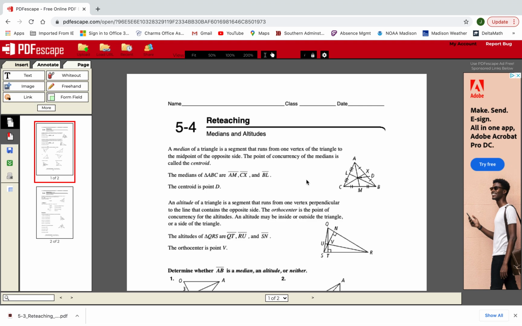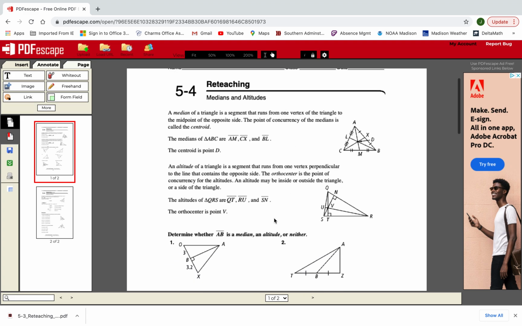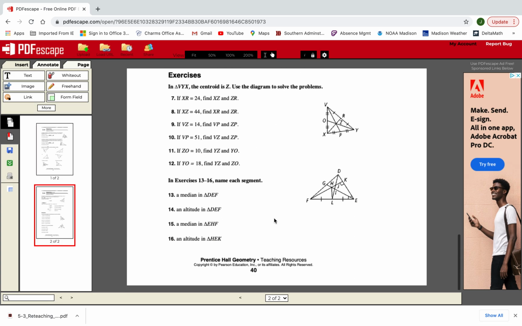Right, so we're going to talk now about section 5-4, medians and altitudes. And this does bring us to our last 2 points of concurrency for triangles. So hopefully that's helpful to some of you.